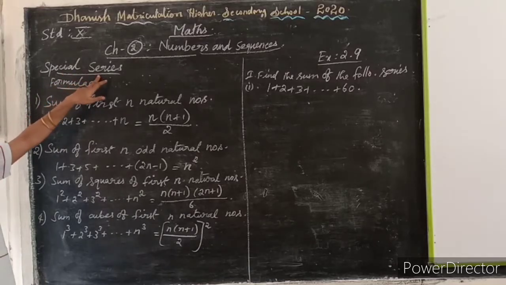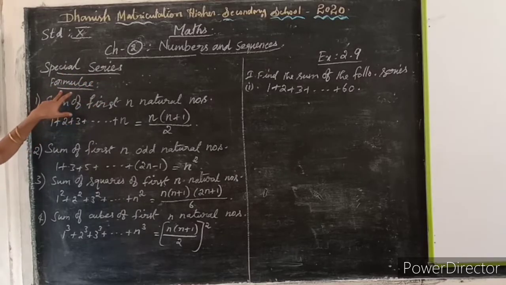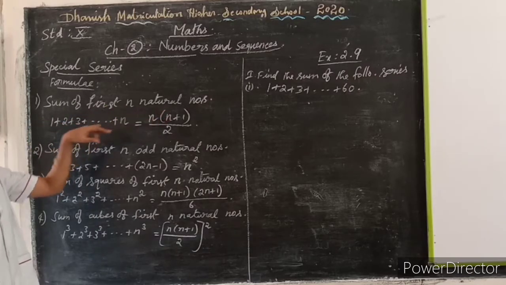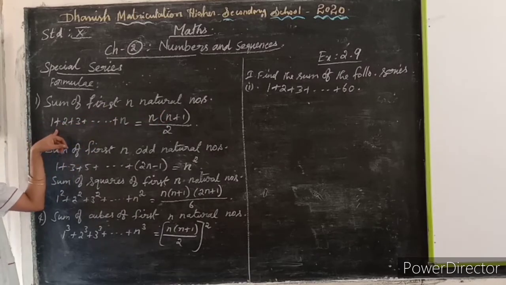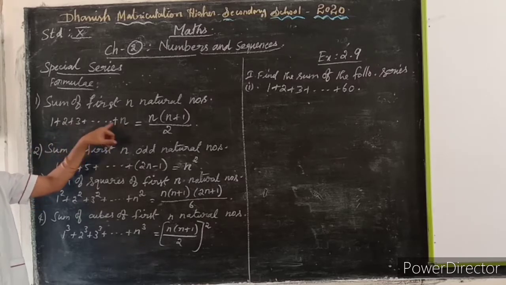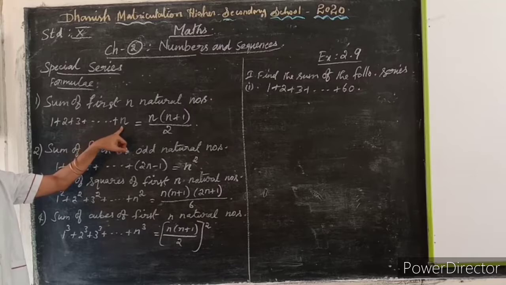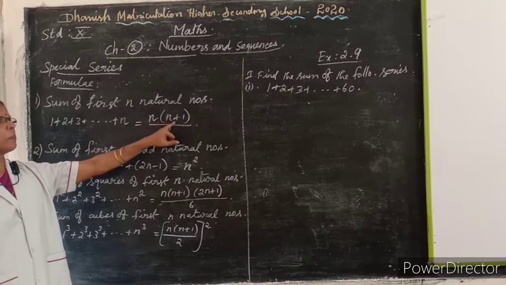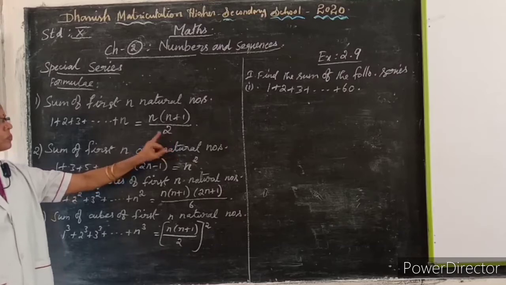Special series is today's topic. Formulae for the sum of the first n natural numbers: 1 plus 2 plus 3 plus etcetera up to n. This is the sum of the first n natural numbers. The formula is n into (n plus 1) by 2.